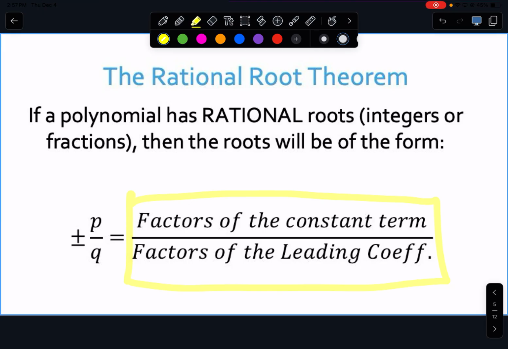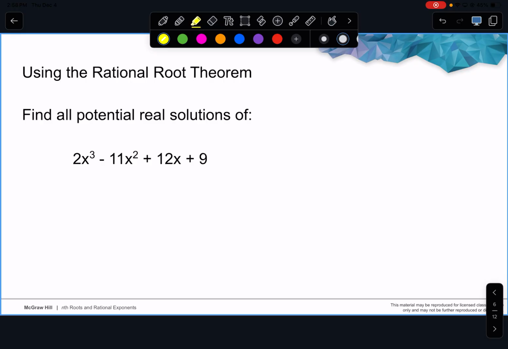Remember, the constant is the number that's all by itself at the end of the polynomial. There's no variable attached to it. So on those two examples that we did from the homework, the constant was 6. Okay? The leading coefficient is that number at the very beginning, if it's written in standard form. And then we're dividing, right? When we say over, we mean divided by. Okay? So go ahead and flip your paper over.